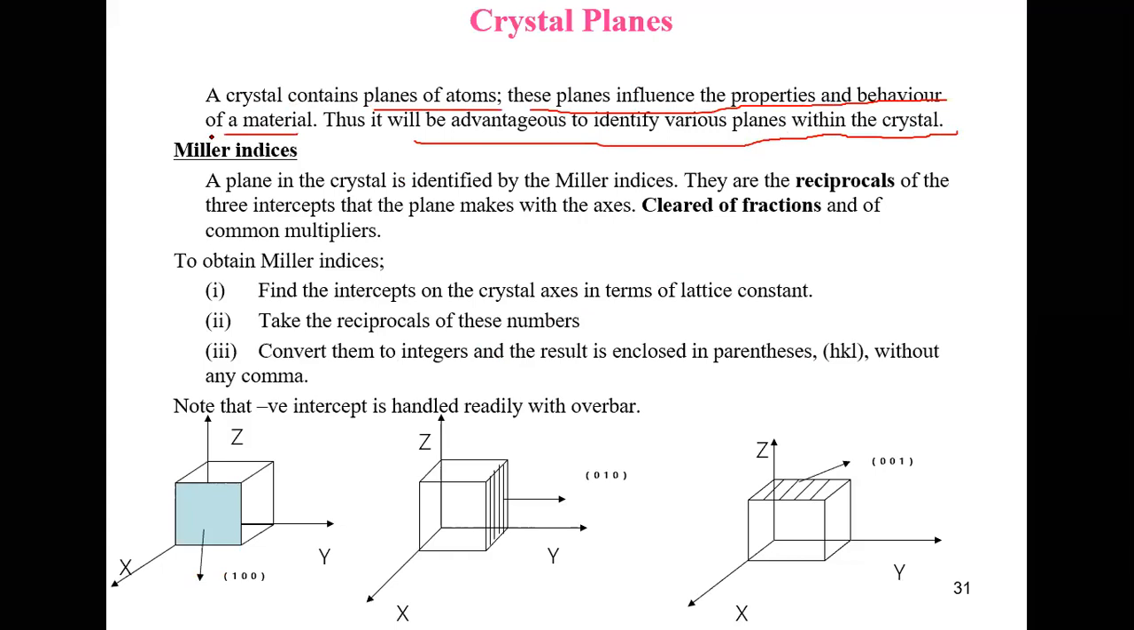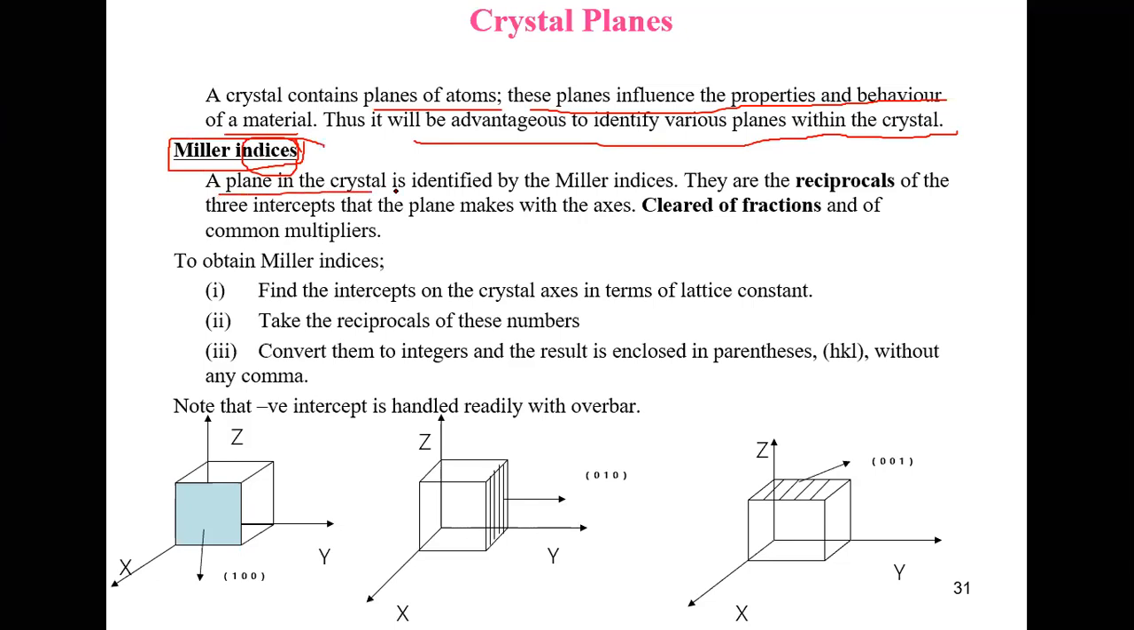Actually, the property of the material depends on how many atoms are in that plane. If the number of atoms is more in one plane, and in another plane the number of atoms is less, the local behavior of the plane will be different. So we need to identify the plane. Planes are identified by Miller indices, which is the plural of index.